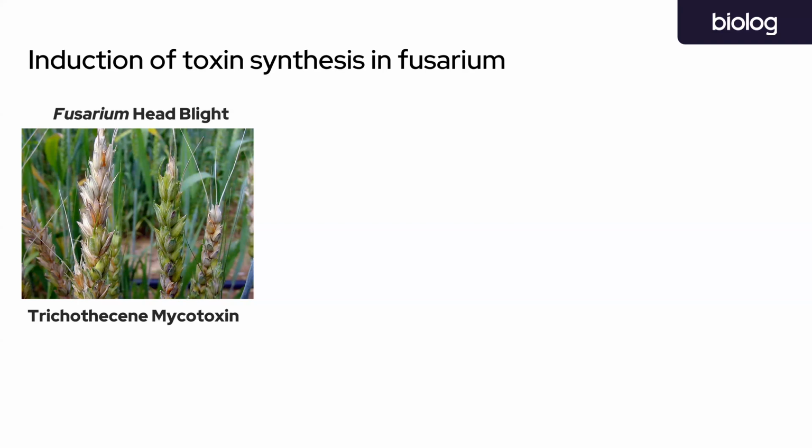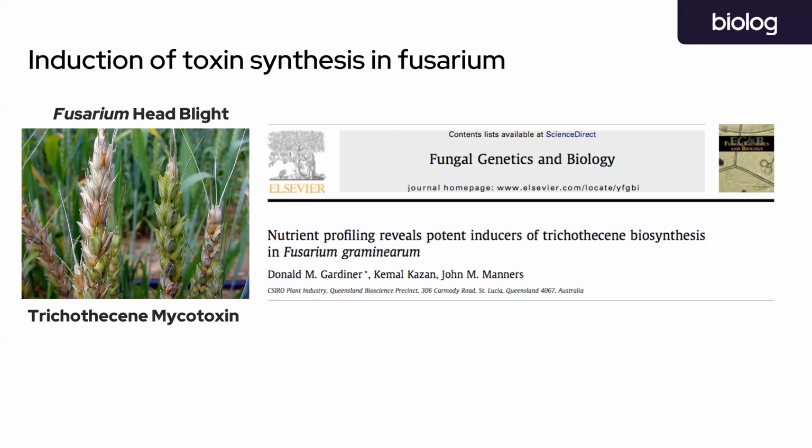It's important to know that the toxin produced by Fusarium really depends on the environment in which they're grown. So this group out of Australia genetically engineered a strain of Fusarium where the promoter for the trichothecene biosynthesis gene was fused with GFP. They then used a series of plates that makes it really easy and fast for them to screen through a plethora of different conditions to identify metabolites that induce production of this mycotoxin.